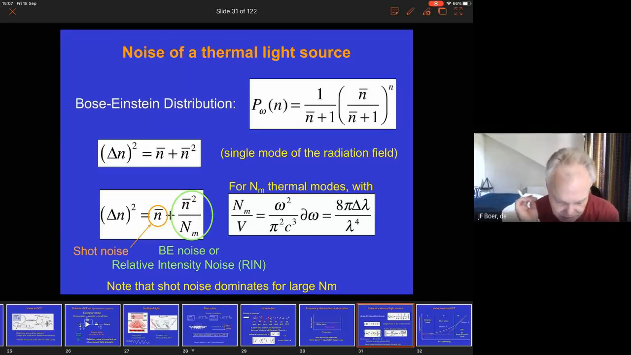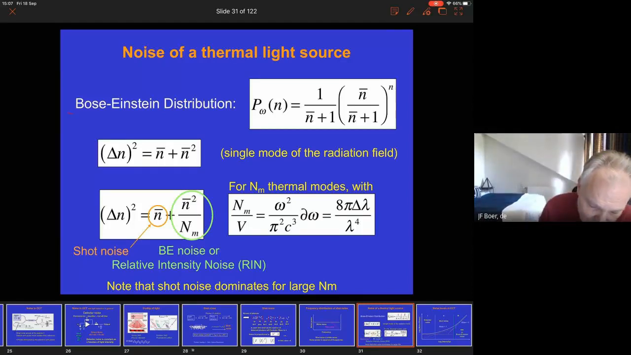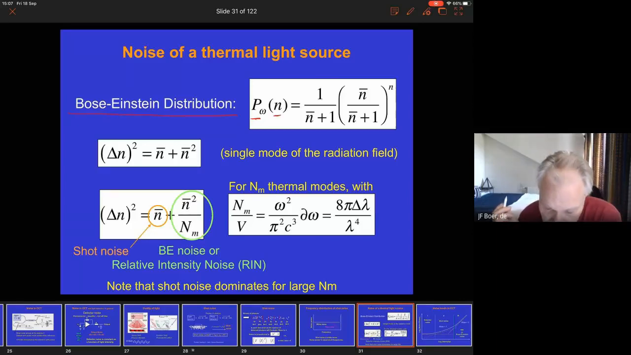What is another way of looking at the noise of a thermal light source? I don't know if you had it in your education, but you can look at the Bose-Einstein distribution. That Bose-Einstein distribution gives the probability to measure n photons, given that the mean number of photons is n bar. So I have a stream, I have a light beam. In that light beam, I have on average n bar photons. What is the probability that I measure n photons?